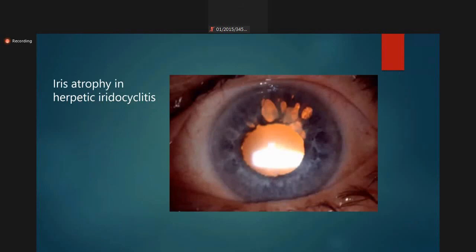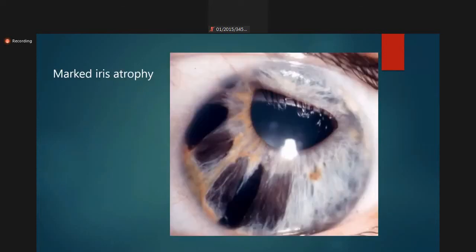Here you can see this is pupil, which is slightly dilated. This is iris, and you see multiple holes. These are actually atrophied iris, and this iris atrophy is very much common in herpes iridocyclitis. This is marked iris atrophy.